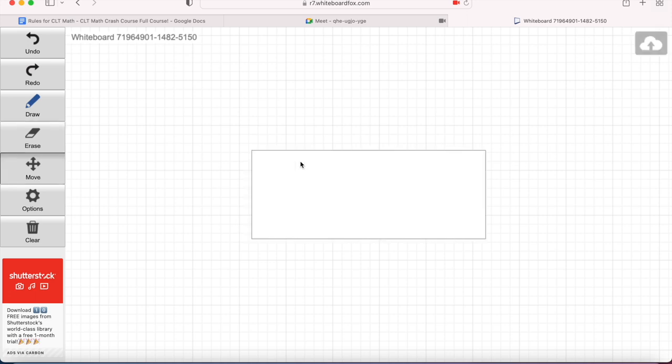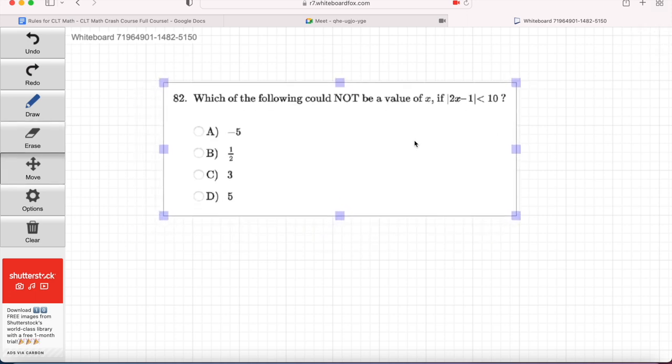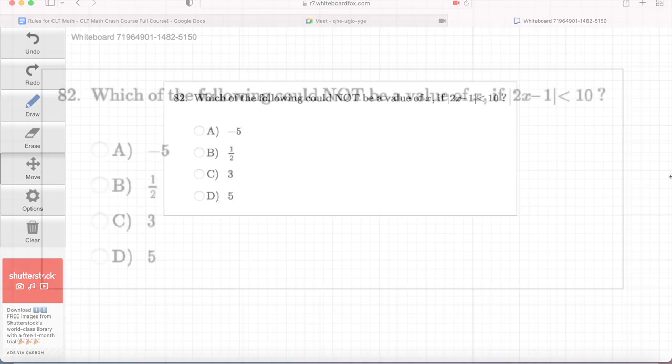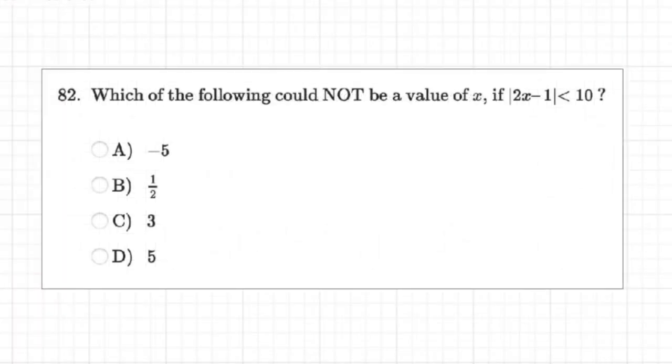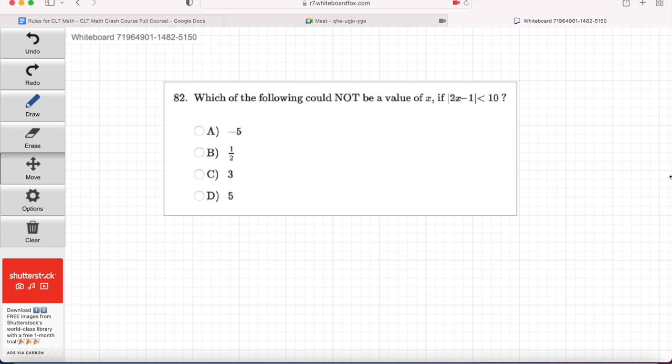We've got some more inequalities. Go and read question number 82 for us, please. Which of the following could not be a value of x if the absolute value of 2x minus 1 is less than 10? This is a little bit different. It looks similar to some of the previous questions, but look at the wording of the question. Which of the following could not be a value of x? Does it make sense what we're solving for here, Karis?